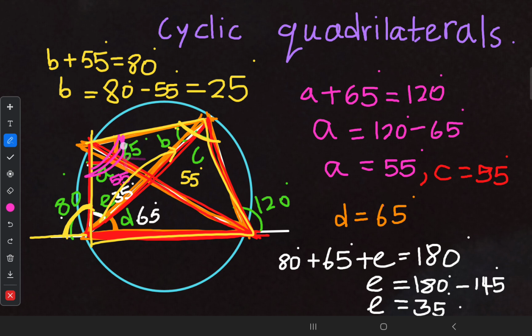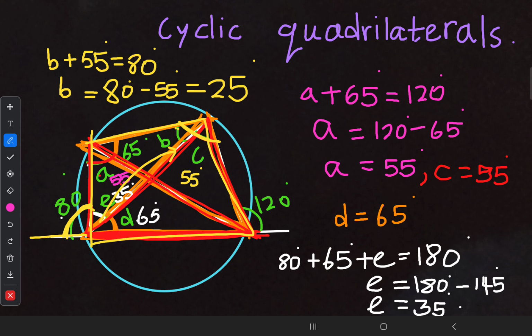So the summation A plus 65 equals 120. Likewise, we found A as 55. Then we found D as 65. That one is also direct. This is a chord, and this chord is creating two triangles in the circumference of the circle. If this is 65, D also should be 65.